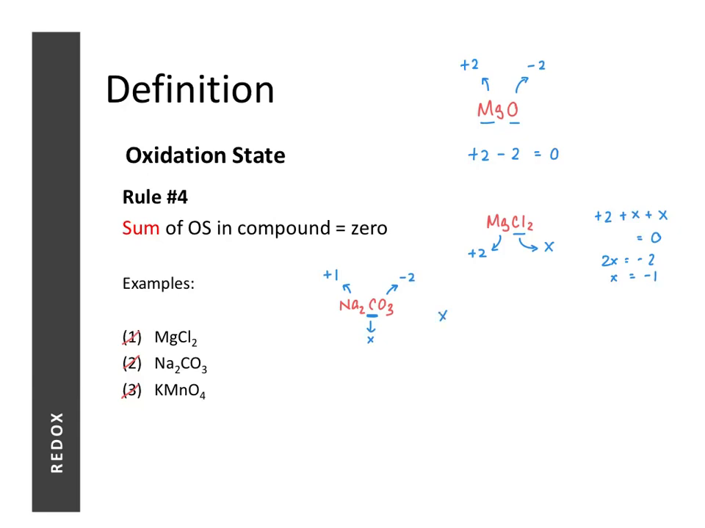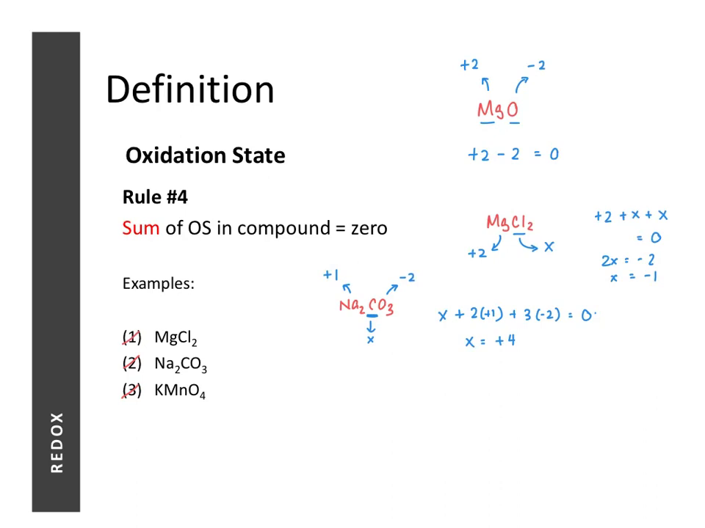So X plus 2 times plus 1. Why is that so? Because there are 2 sodium atoms, plus 3 times minus 2. Why do we have to times 3? Because there are 3 oxygen atoms, is equal to 0. Now when we solve for X, we will get X equals to plus 4. So what does that mean? It means that carbon in sodium carbonate has an oxidation state of plus 4.